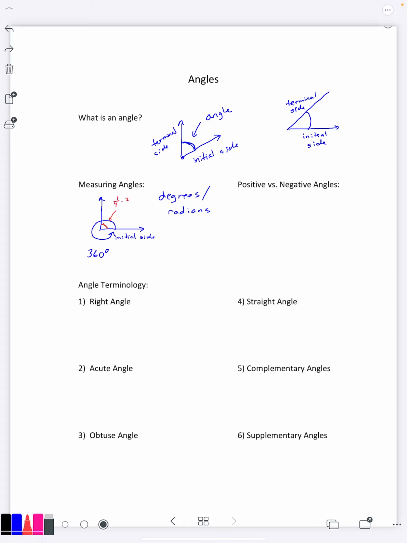1/4 of 360, which is 90. And so you just say, how far did I go? Did I go 1/10 of the way around the circle? Well, 1/10 of 360 is 36. And if you just relate it to how far you went around compared to going around the whole circle, that's how we measure our angles.